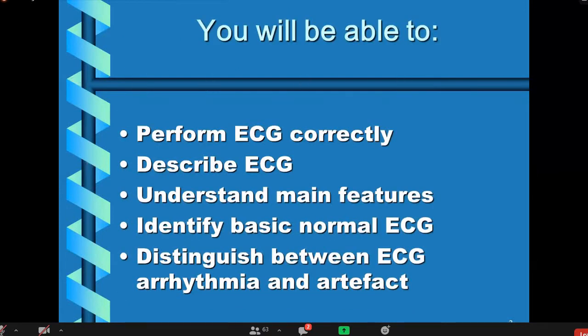By the end of today's session, you would be able to perform an ECG correctly. That is very important. One should know how to perform an ECG, then how to describe an ECG, understanding of main features, identifying basic normal ECGs, and distinguishing between ECG arrhythmia and artifacts also. You should be able to identify the artifacts, which are basically not abnormal, right? By recognizing the artifacts, you would be able to differentiate between dysrhythmias and artifacts.